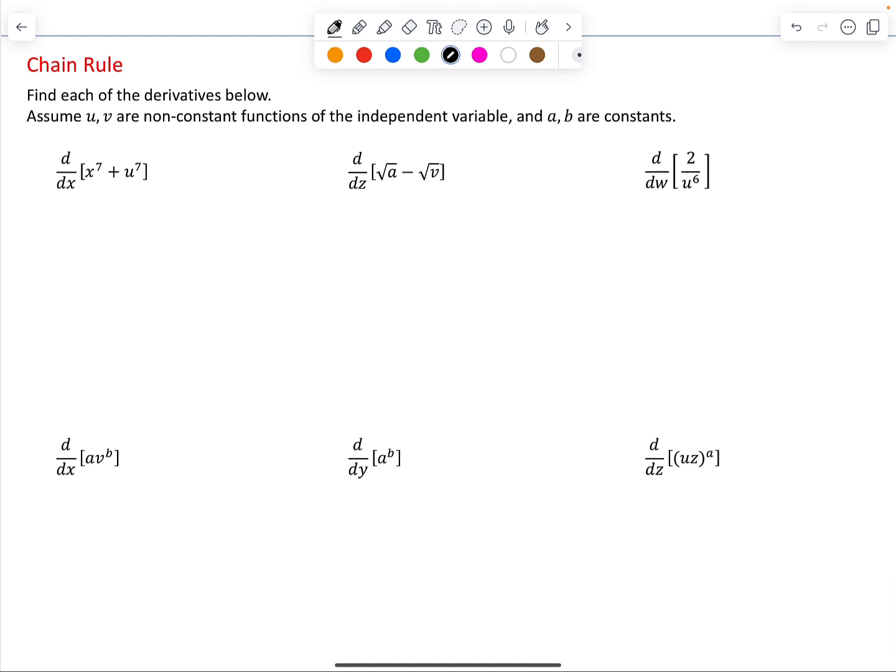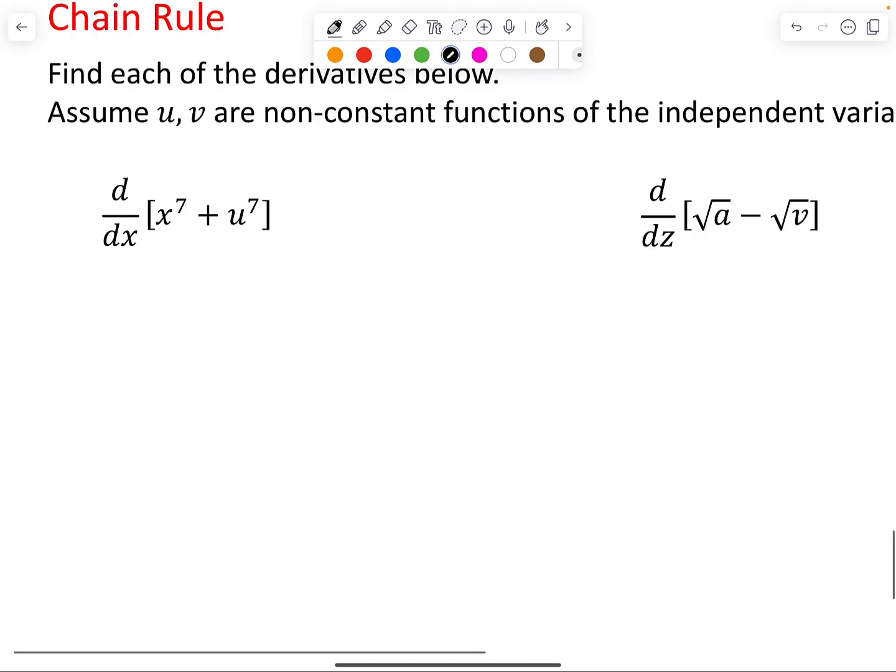Find each of the derivatives below. Assume u and v are non-constant functions of the independent variable, and a and b are constants. So there are going to be a lot of letters here, and we change assumption based on what letter we're looking at. Let's look at this first case. The first thing to notice is what the independent variable is, which is x. So we have x to the 7 and u to the 7. X is the independent variable, but u and v we consider non-constant functions of the independent variable. So in other words, this u is some function of x.